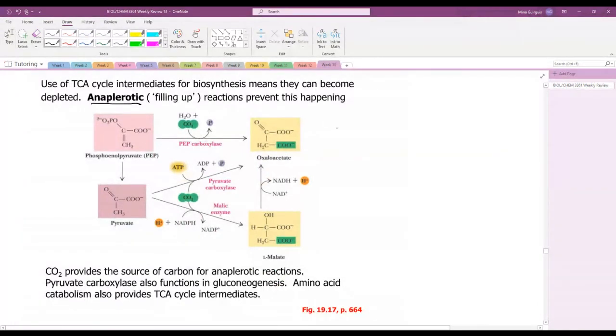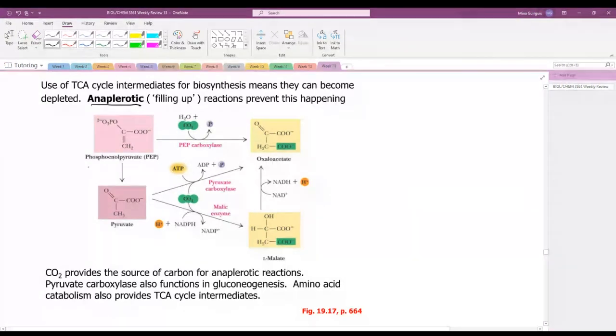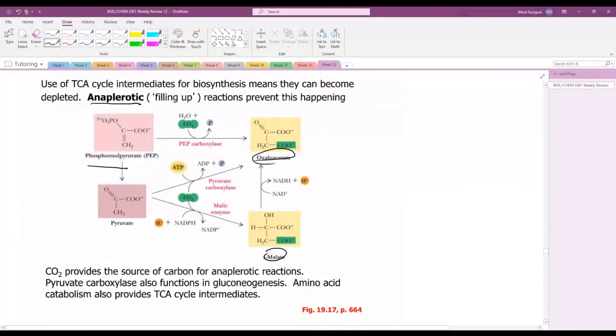Okay, so how do we make more? We talked about this also with gluconeogenesis. You can go from phosphoenolpyruvate to oxaloacetate, and oxaloacetate and malate are near interchangeable. You can go from pyruvate through oxaloacetate and malate. Okay? So this, like it says right here, pyruvate carboxylase also functions in gluconeogenesis, right?